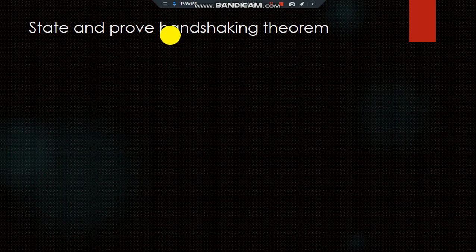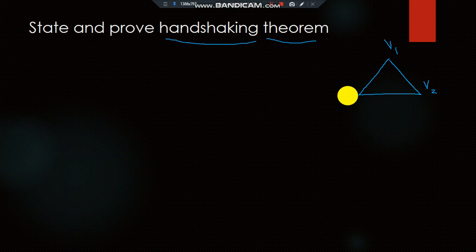Okay, so what is the handshaking theorem? Now look at that. Now I am taking this graph. How many vertices are there? V1, V2, V3. So the number of edges, how much? The number of edges equals 3.